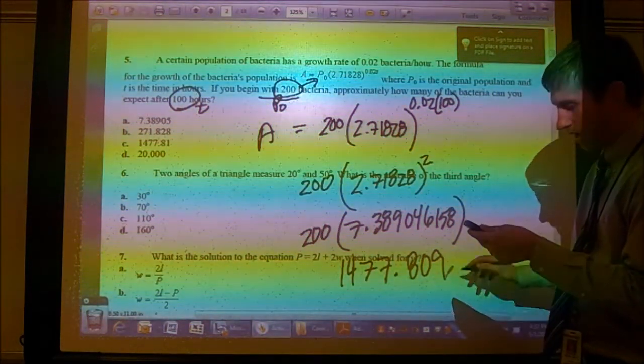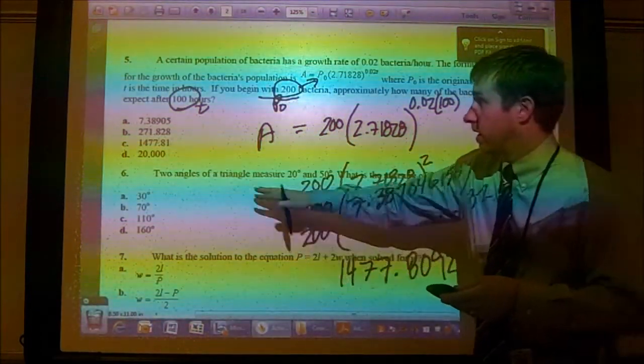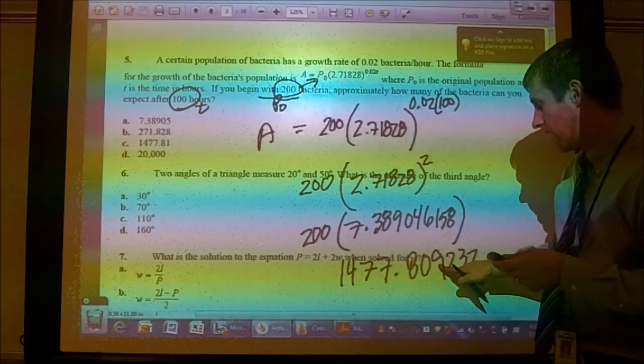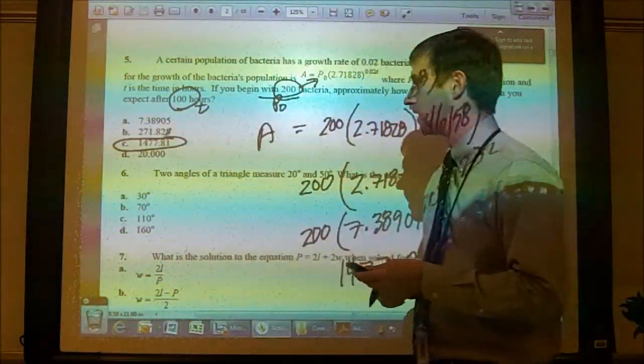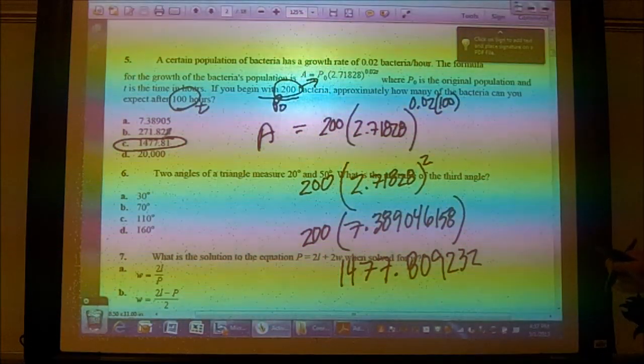1477.809232. So I look at my answer here. C, right? We see that they've rounded that 0.809 to 0.81, but that's our best answer there, C. That's the amount of bacteria we can expect after 100 hours.